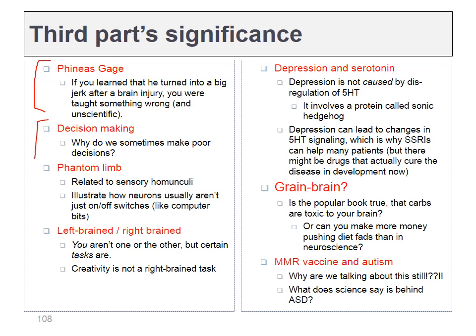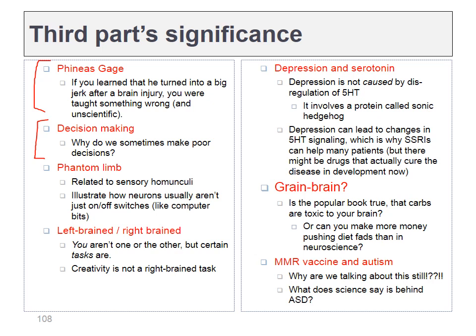We'll talk about decision making and why sometimes our brain makes very bad decisions. We'll talk about phantom limb today, and this will relate to sensory homunculi. And it'll also illustrate how neurons aren't like on and off switches. We'll talk about left-brained and right-brained activities, and while it's definitely true there are things that the left side of our cerebrum take care of and things that the right side of the cerebrum take care of, nobody is left-brained or right-brained. We all use both sides of our brain.